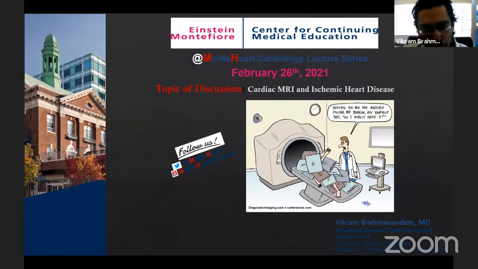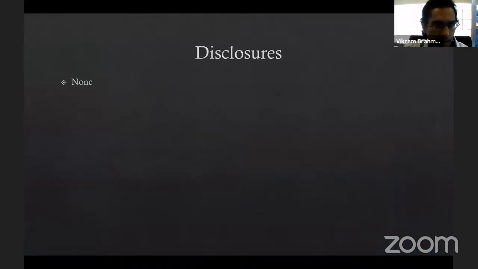So I want to talk a bit about cardiac MRI and ischemic heart disease. And I really want to focus in on stress MRI because it's something that, especially in the United States, is pretty underutilized. And I think with the whole debate between anatomic assessment and functional assessment, it's a good time to just take a look at stress MRI and where it might help us. I don't have any disclosures.